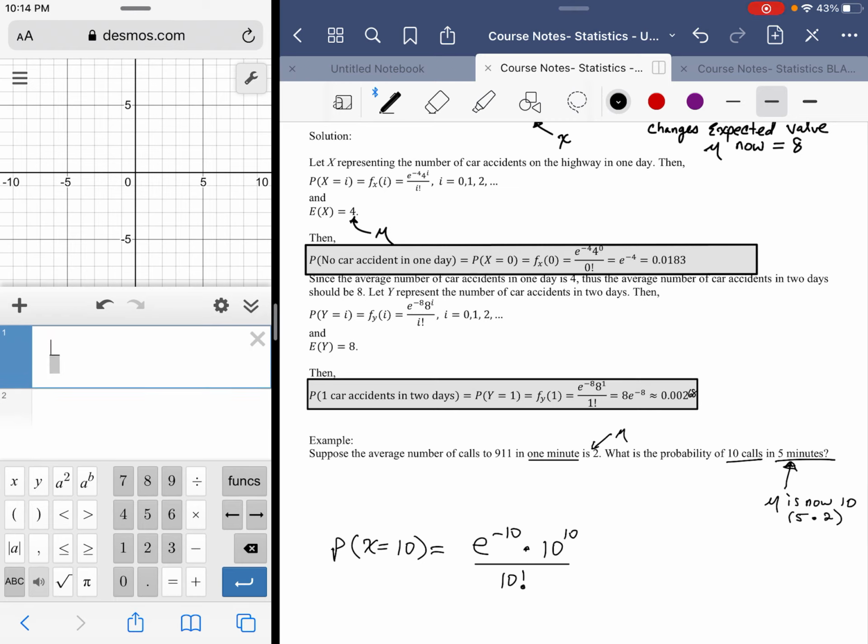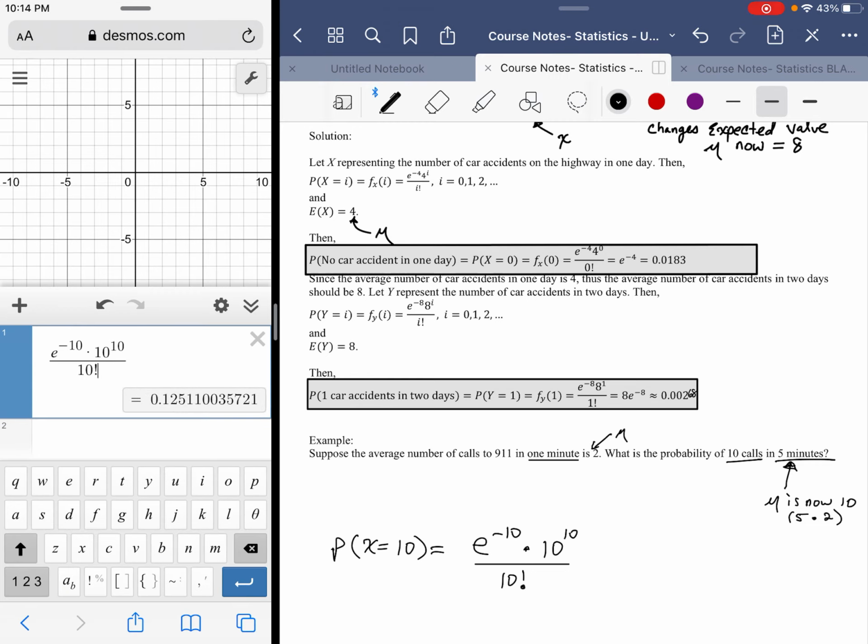All right, so I'm going to pop this into Desmos. So e raised to the -10th multiplied by 10 raised to the 10th over 10 factorial, so about 0.125.